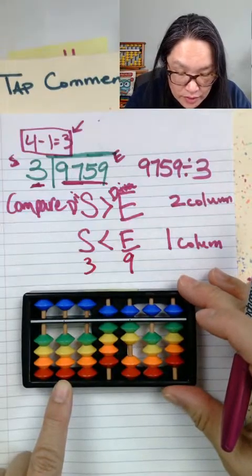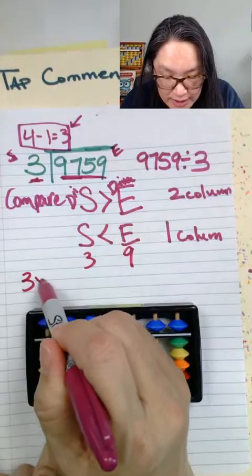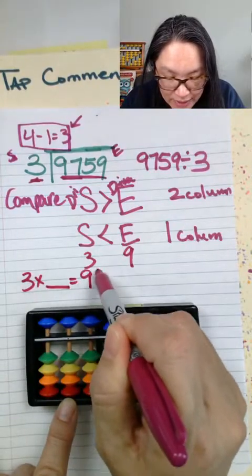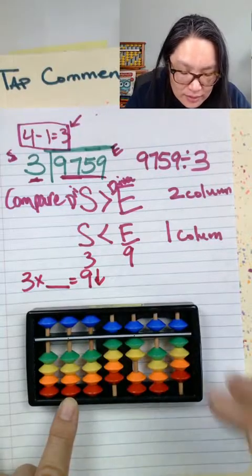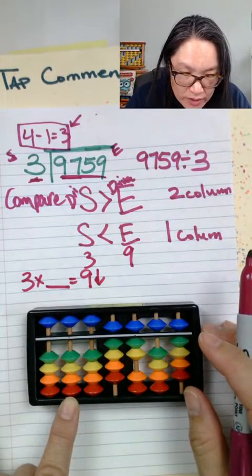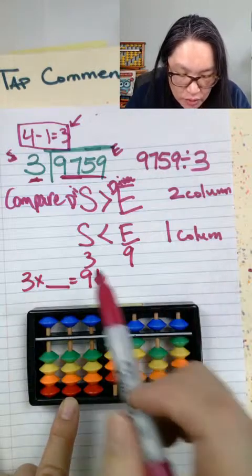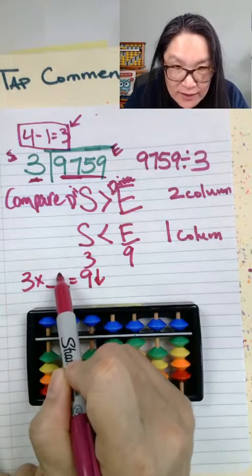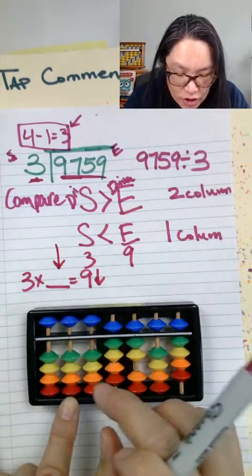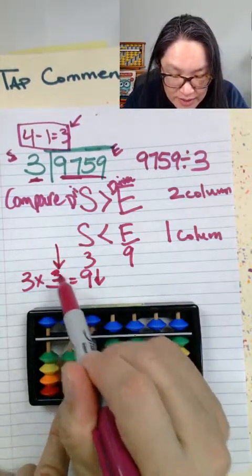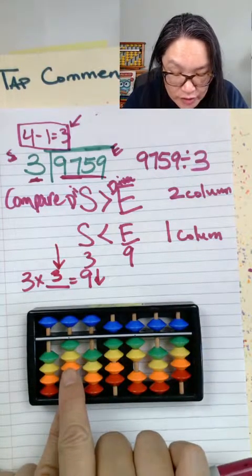So now my question is, 3 times what is equal to 9 or less? The reason why I say that is because in abacus, we don't think how many groups get divided. What we do is we find the missing factor. So here, 3 times 3 is equal to 9. So I'm going to put my answer here, which is 3.